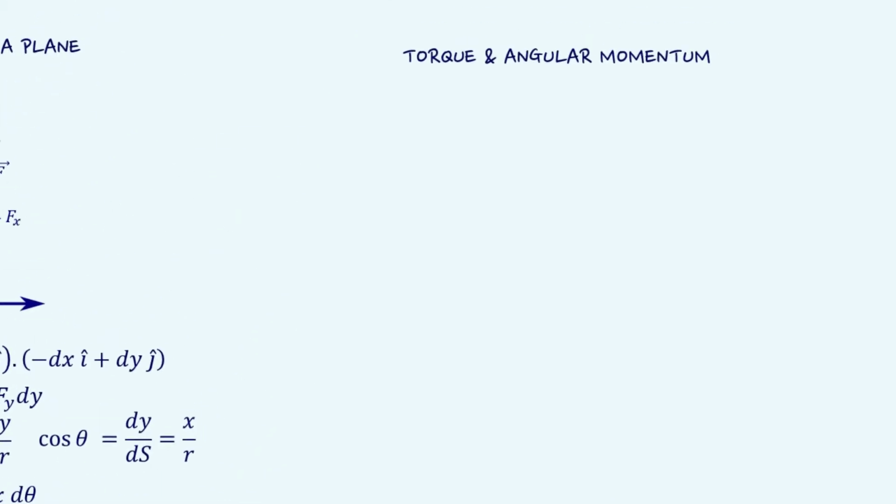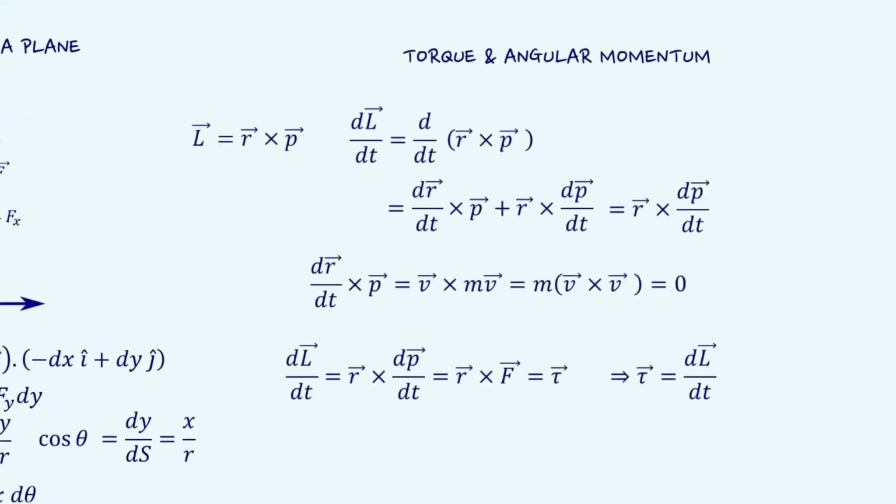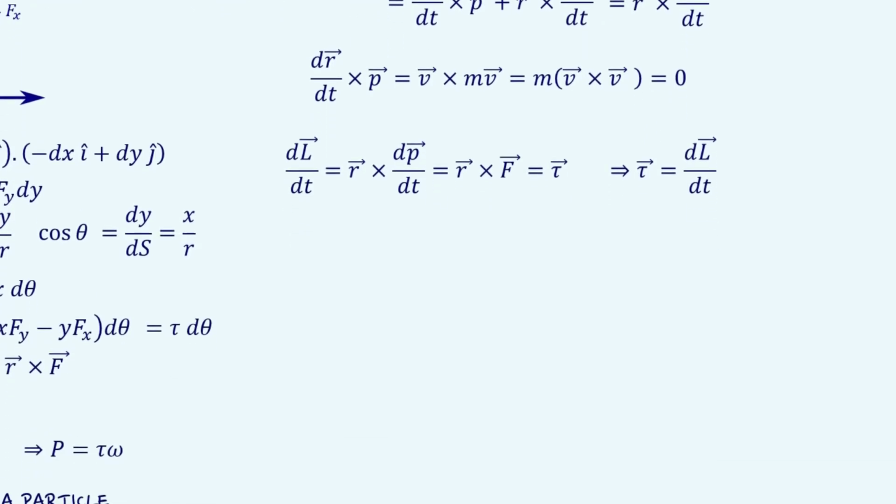Taking a derivative of the definition equation for angular momentum, we can relate angular momentum and torque as tau equal to dL/dt. The above equation suggests that if no external torque is applied on the system, then its angular momentum should be constant. This is often named the law of conservation of angular momentum.